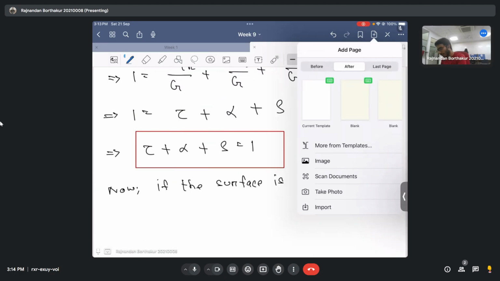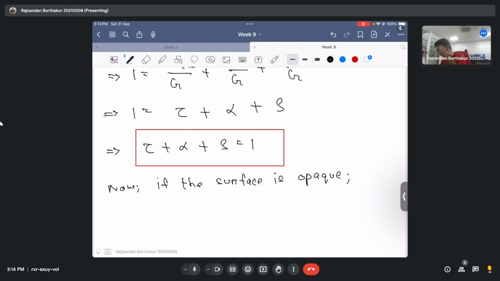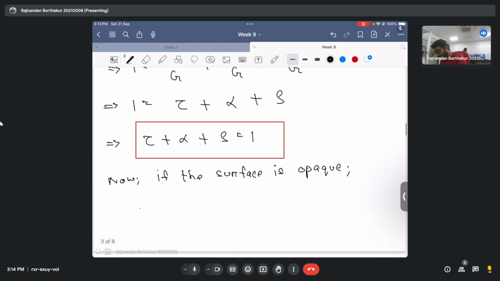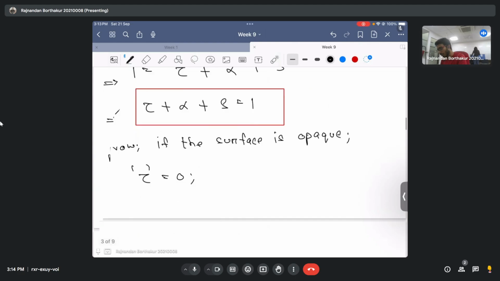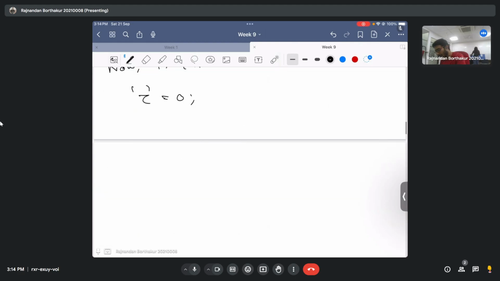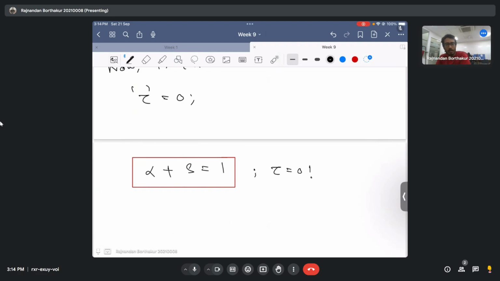You can infer that your tau that we wrote here will go to 0, and then you can write that the summation of your alpha plus rho is equal to 1, which means that your reflectivity plus absorptivity is equal to 1. This is a consequence of the fact that you have an opaque surface, for which your transmittivity is equal to 0. I hope you are with me on this so far.